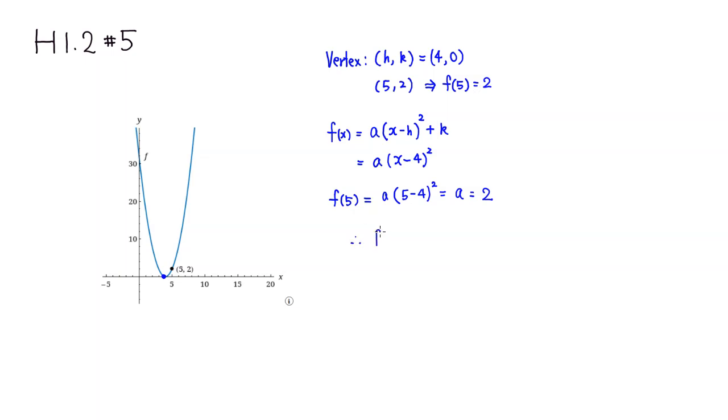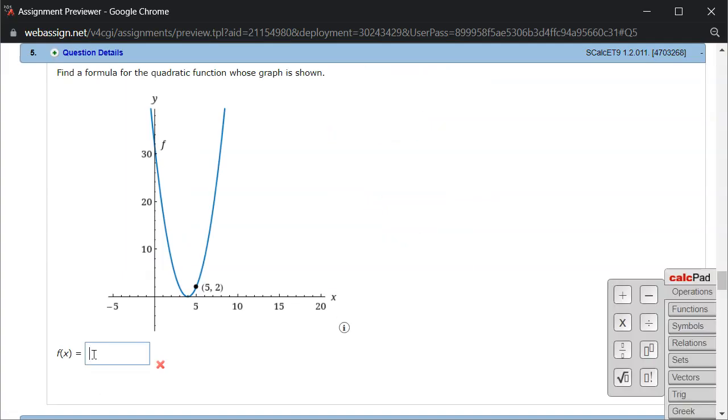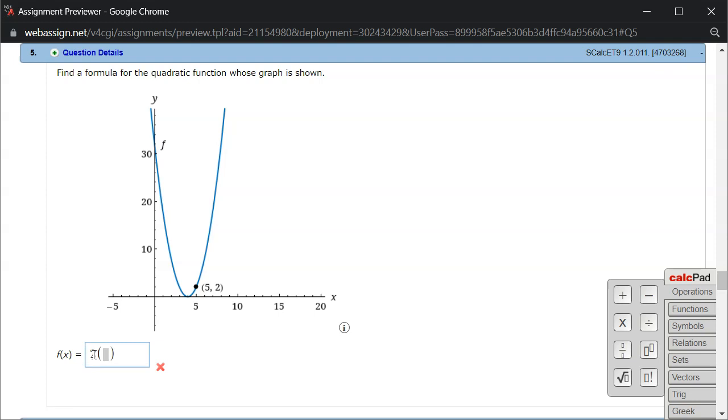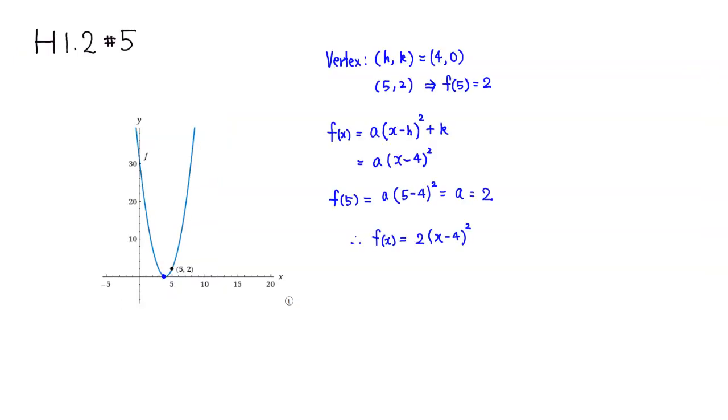Therefore, we have this complete formula: f of x is equal to, a is 2, 2 times quantity x minus 4 squared. So let's type it in: 2 times quantity x minus 4 squared. Let's check the answer. It came back and looks like we got this one correctly. That's it. I hope that this was clear.